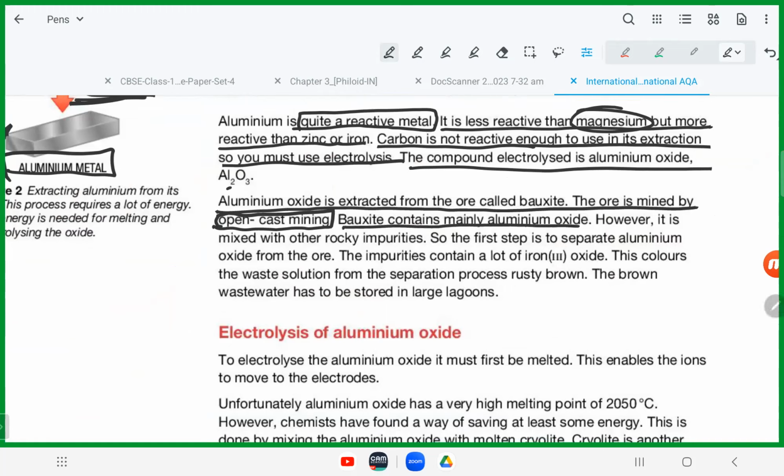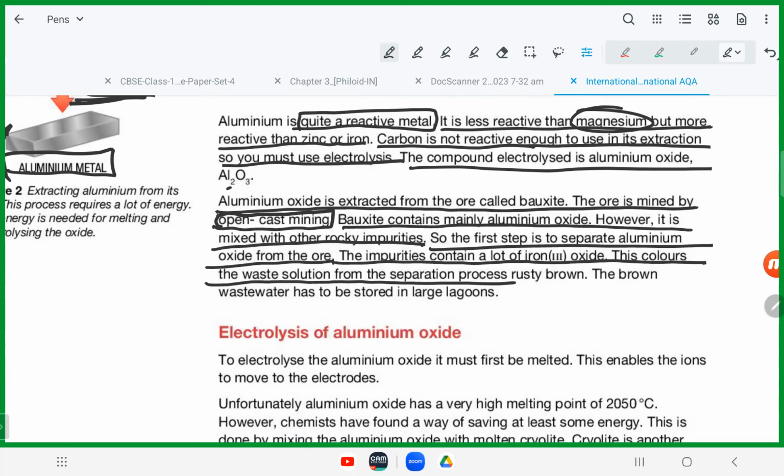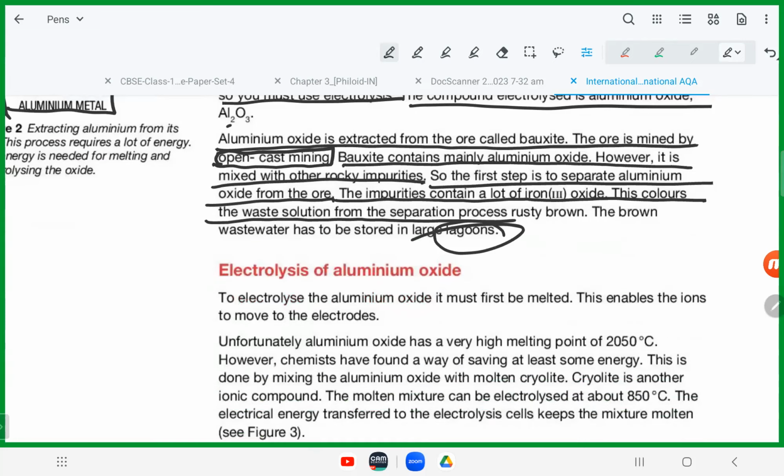Bauxite contains mainly aluminum oxide. However, it is mixed with other rocky impurities. So the first step is to separate aluminum oxide from the ore. These impurities contain a lot of iron(III) oxide. The waste solution is separated, which you already know, and it is taken into the lagoon.